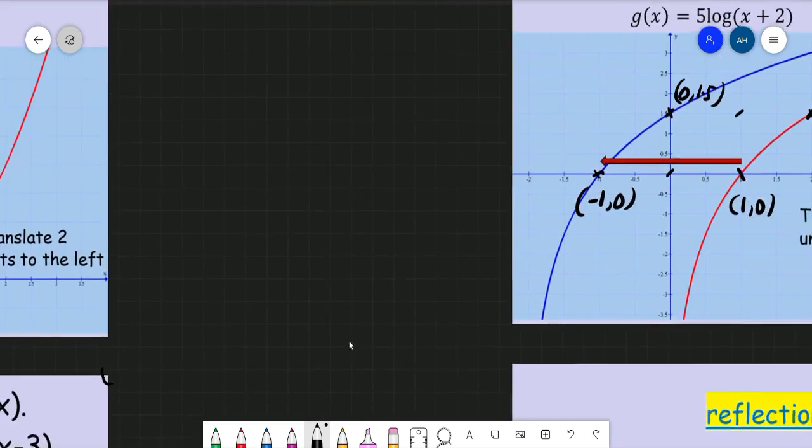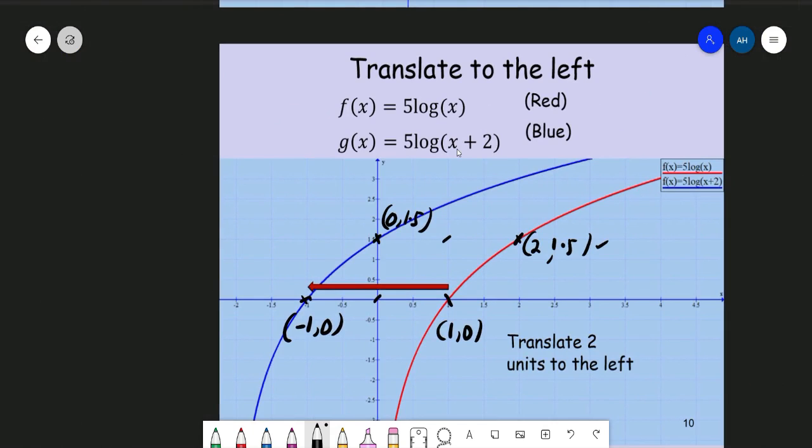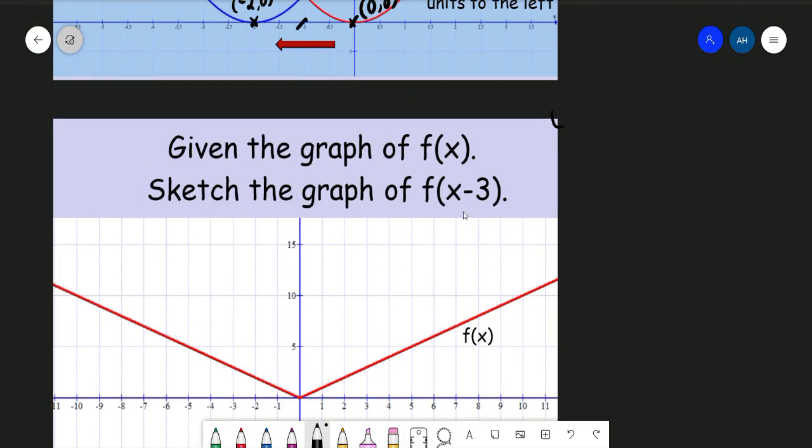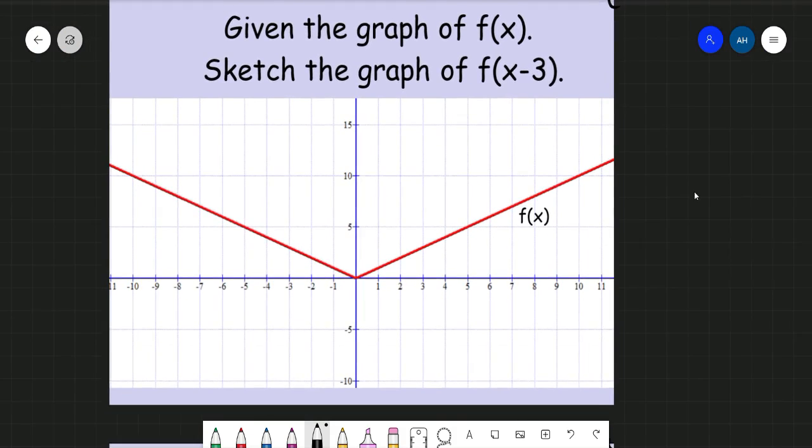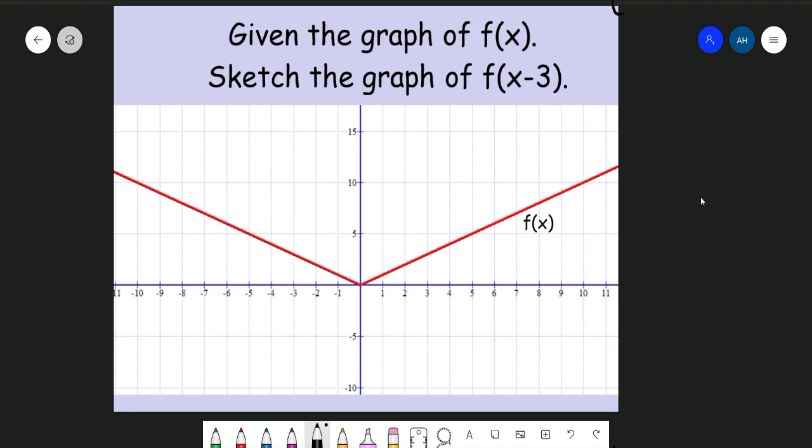If we look at the example previously, like this one, when we add 2 inside the bracket, we move to the left. Now in this case, we are going to subtract 3 in the bracket. So what will happen to the graph is we have to move every point on this graph 3 steps to the right. For example, this point (0, 0), if we move this point 3 steps to the right, that origin now becomes (3, 0). That is the new position for (0, 0).